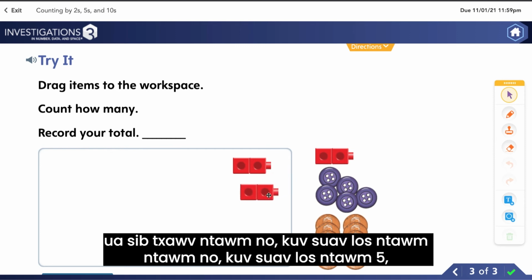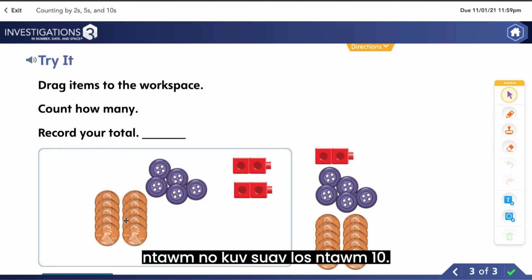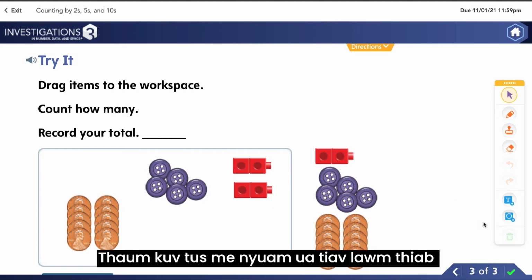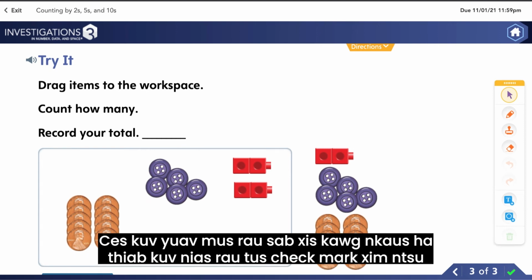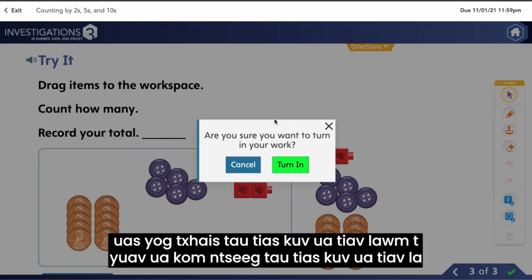Here I'm counting by 2s. Here I'm counting by 5s. Here I'm counting by 10s. Once my child is done and we've practiced, then I go down here on the bottom right and I click on this green check mark. That means I'm done. And the computer makes sure I'm done and I turn it in.